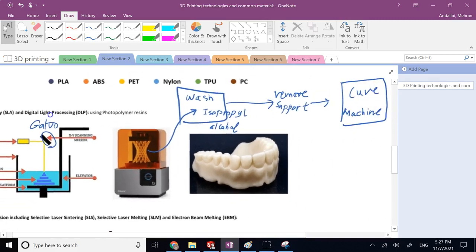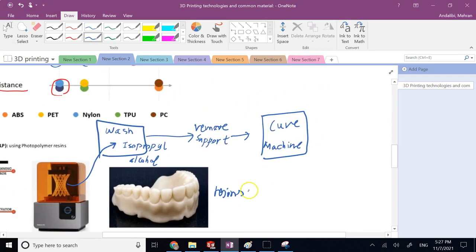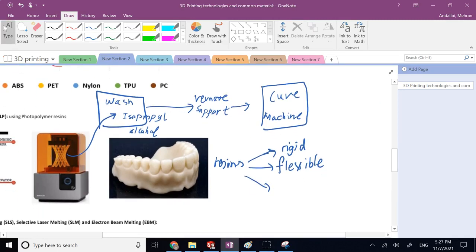Now, there are all sorts of resins that you will see. There is rigid resin, there is flexible resin, correct? So there are lots of different types of resins. We have rigid resin, we have flexible ones, and we have the ones for dental procedures, which are most of the time a type of rigid resin. We have the type of resin we call high temperature resin, which is really good for applications where there is a lot of temperature and so on.